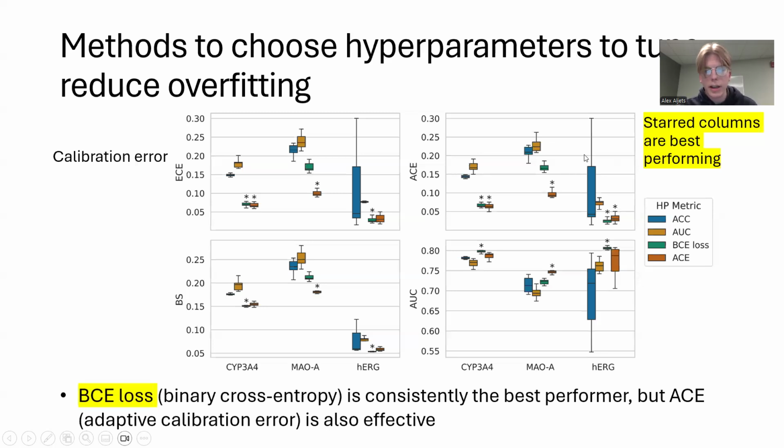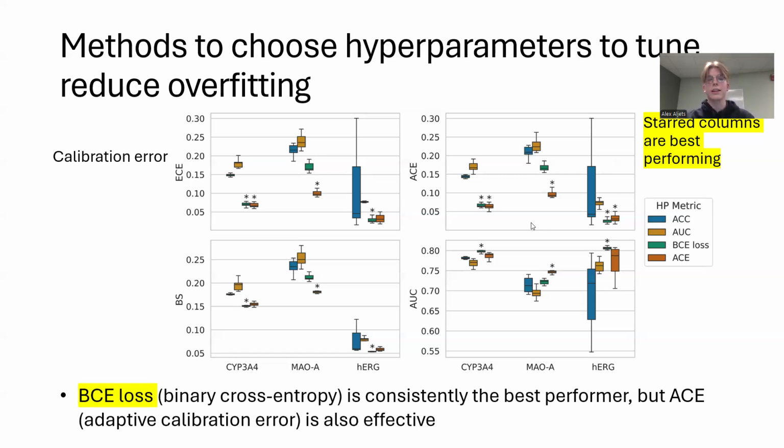So they look at a couple different hyperparameter choosing methods, and it turns out that binary cross entropy loss is consistently the best performer for these. So that's what you should look at. And then this graph, the top row is calibration errors, so lower is better. And then the BS is like a checking our work score. And the AUC is area under curve, which is a classic.